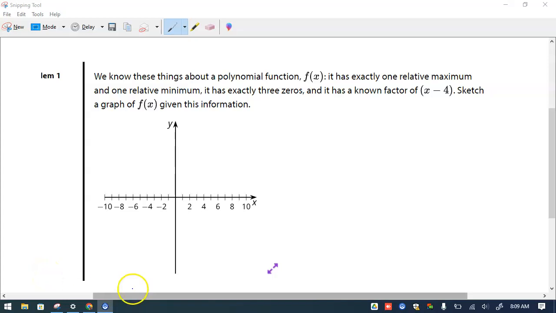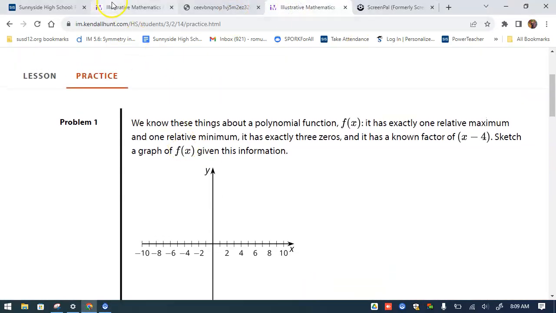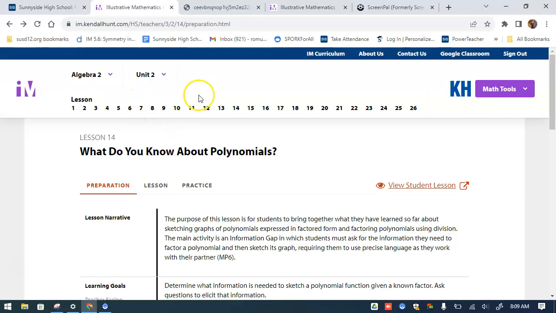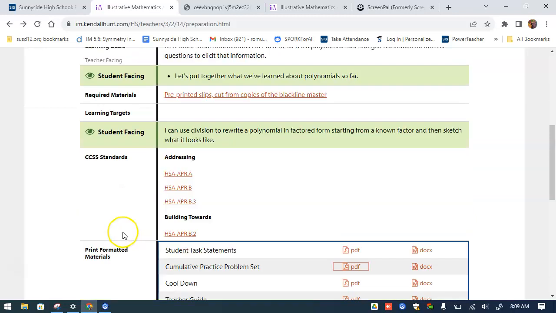Okay, here is the lesson walking through the problems. Let me check the IM. So this is lesson number 14, Algebra 2. What do you know about polynomials? What do the polynomial graphs look like? What is the meaning of zero?